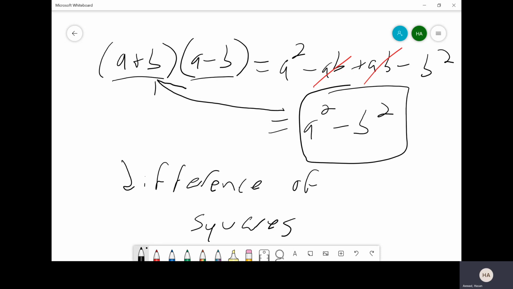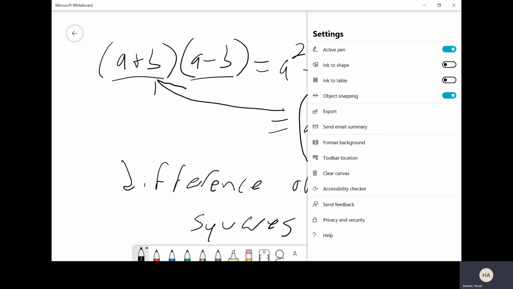Okay, so this is the only one that I really want you to remember. A plus b times a minus b is equal to a squared minus b squared, and I'm going to be hammering that into you guys basically all semester long. Try to remember it now so that way it sticks for the rest of the semester.